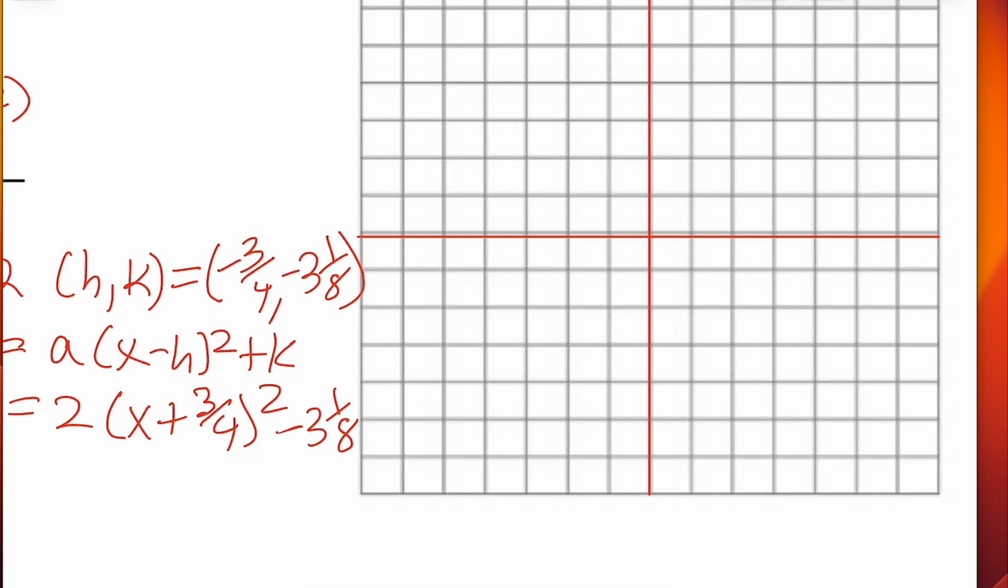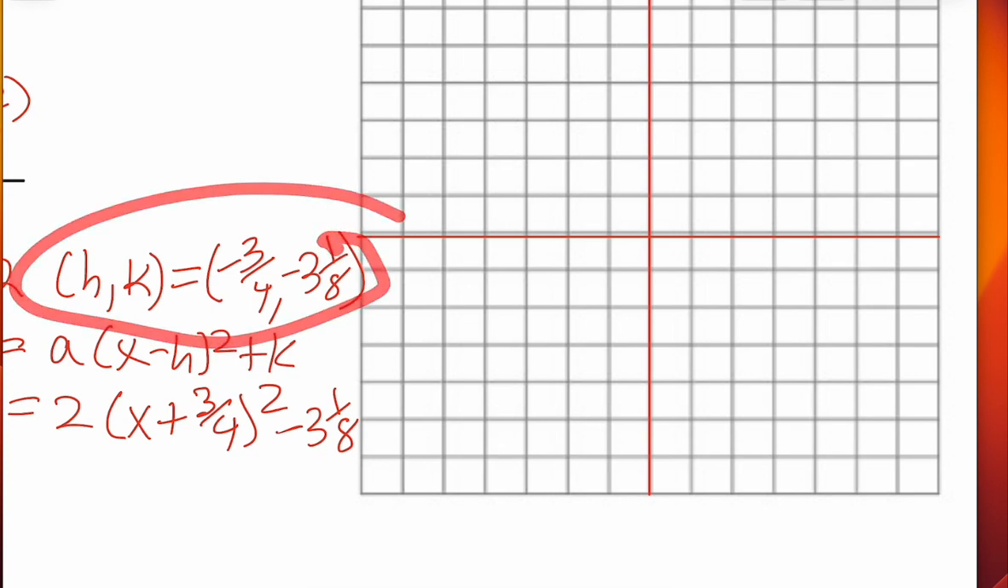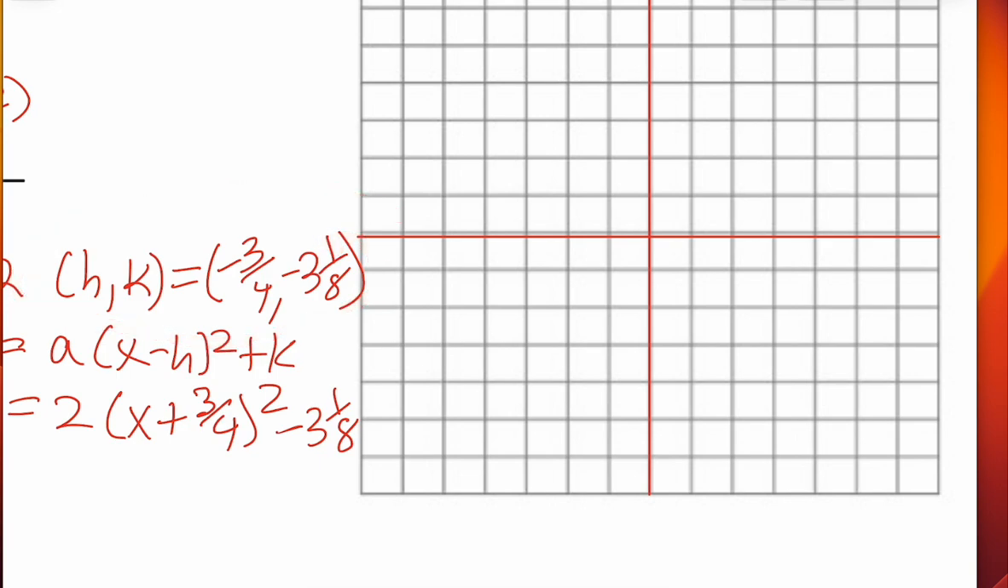Now, you may recall we have a vertex, you can see right there, at negative 3/4, negative 3 1/8. So we're just going to guesstimate. And so here is an x value of negative 3/4, you know, that 0.75. And then just count down 1, 2, 3, and then just go just a touch more. So I think it would be about right there.